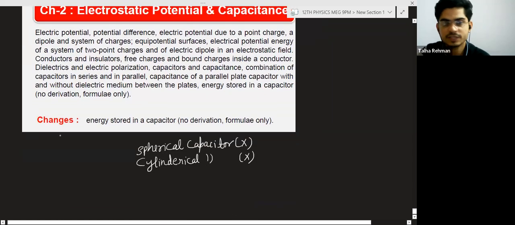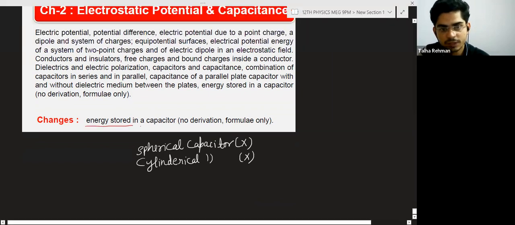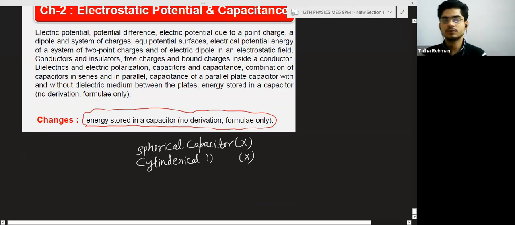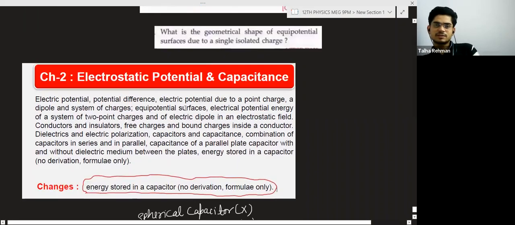And there are changes in the syllabus, like here you can see, energy stored in a capacitor. This will be our next topic, and we don't require the derivation. We will only write the formulas and solve the questions. So I think this is a positive point for you. Nothing else is changed in the syllabus.